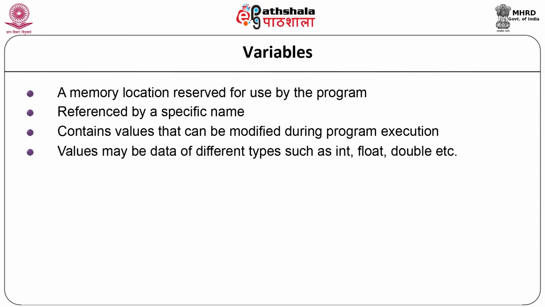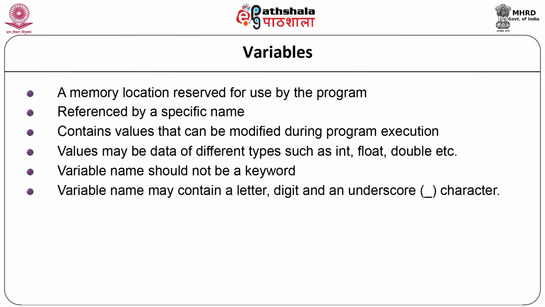In C, all the variables have to be defined at the beginning of scope, that is above all executable statements, whereas in C++, declaration can be done anywhere in the scope, that is, a variable can be specified where it has to be used. While naming a variable, it must be remembered that the variable name should not be a keyword. A variable name may contain a letter, digit and underscore character, and white spaces are not allowed in the variable name.